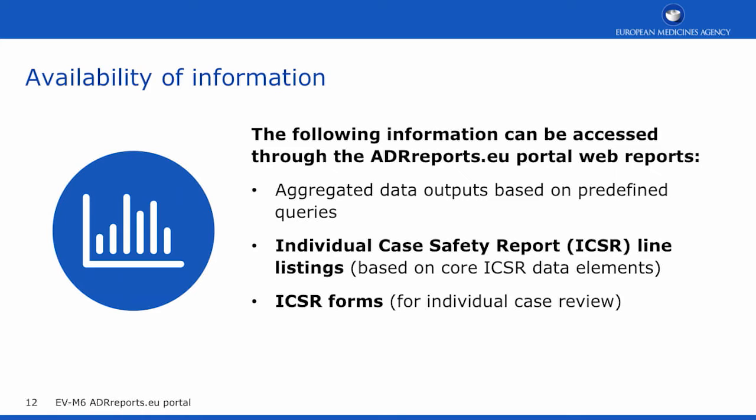A data table of all ICSR data elements that can be viewed publicly, also known as a line listing, is also accessible through the web report. Individual ICSR forms can also be accessed should users wish to review the details of individual cases.